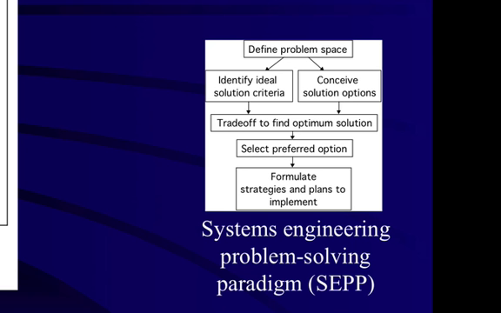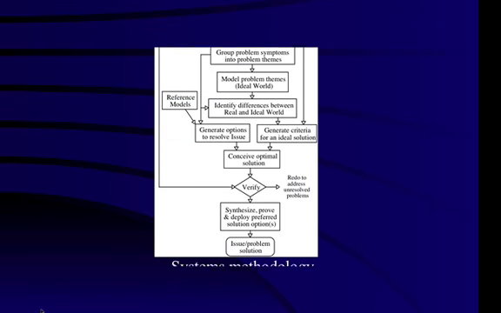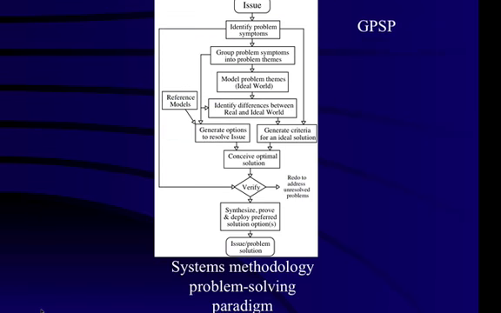So we define a problem space, identify ideal solution criteria, conceive solution options, trade off, and select some preferred option. That's optimization. And we formulate strategies and plans to implement the whole thing. That's the systems engineering problem-solving paradigm. If we put the two together, we get the paradigm that I've used for the systems methodology.